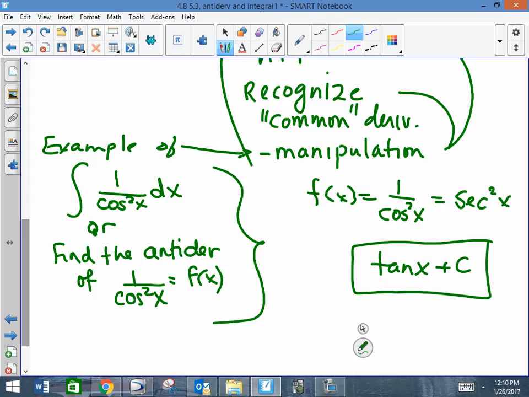Calc 2. Like Calc 5. Yeah, there's Calc 4. Then you start calling it something else. What do you call it? Differential equations. Okay? Any questions?